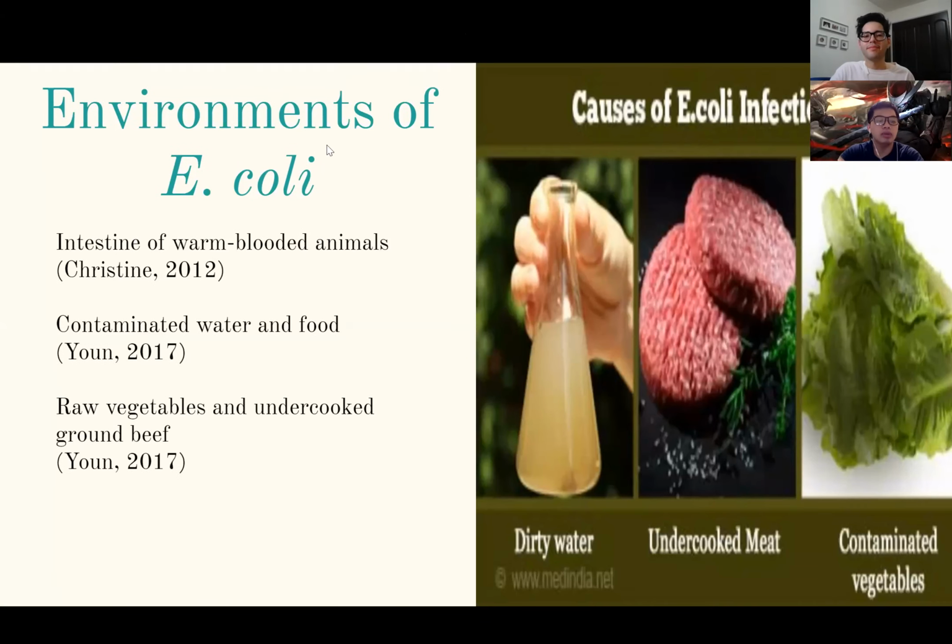For the environment of E. coli, E. coli is usually found in the intestines of warm-blooded animals, contaminated water and food, and basically any food products that have been contaminated with fecal matter. Could you go to the next slide, please?